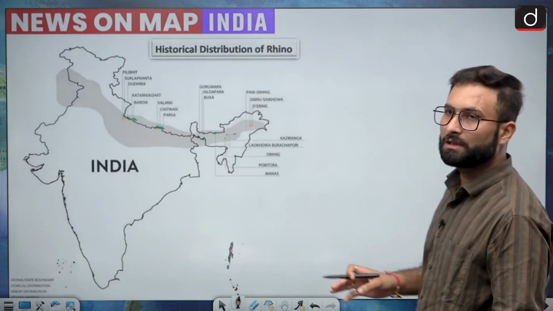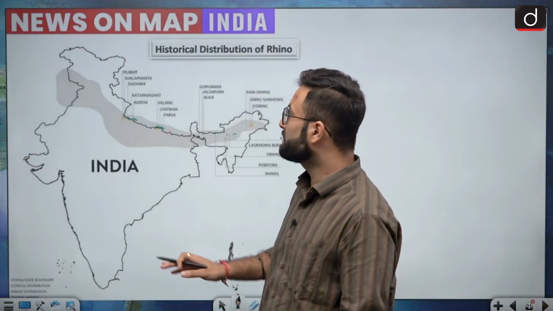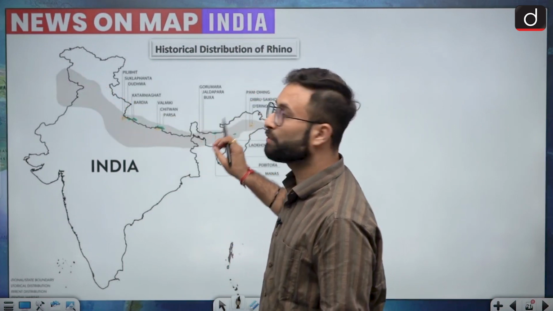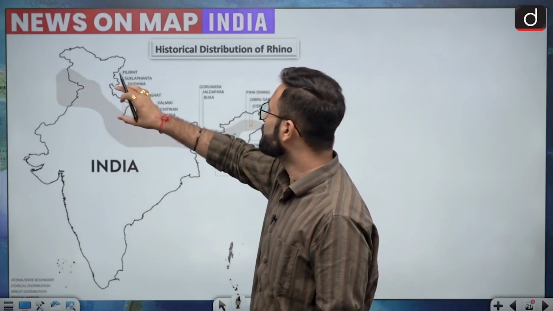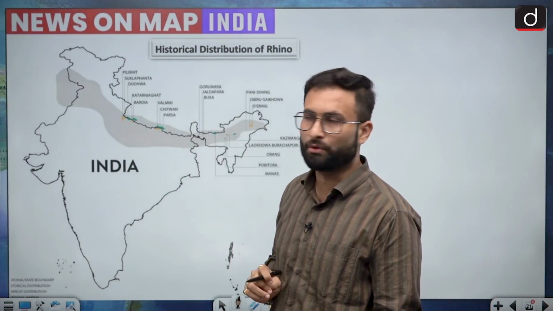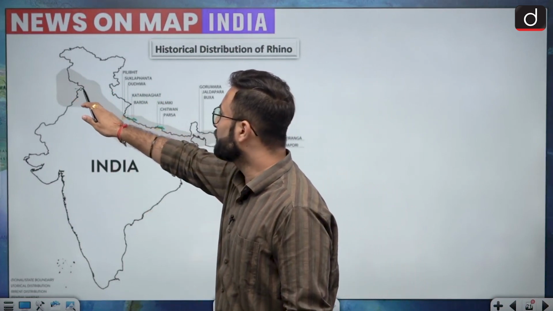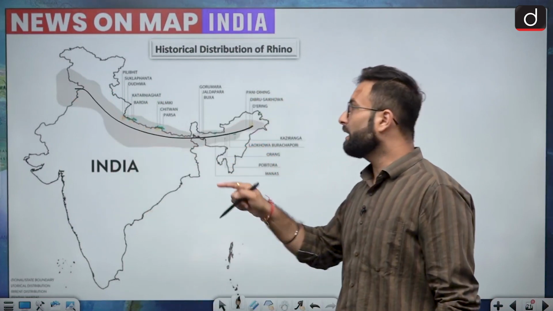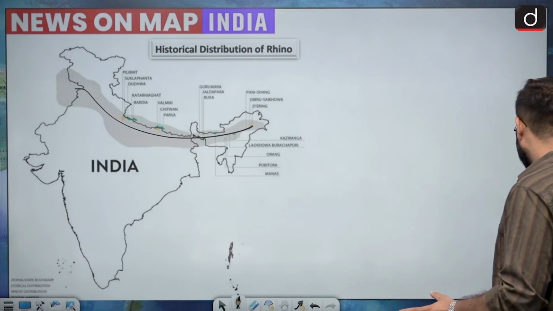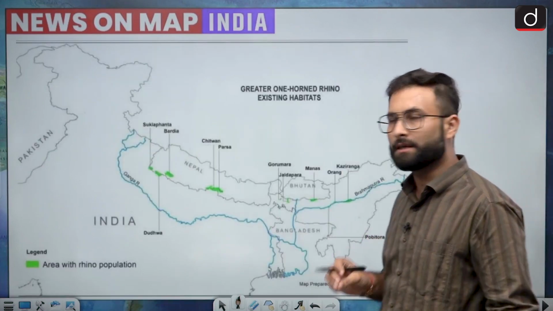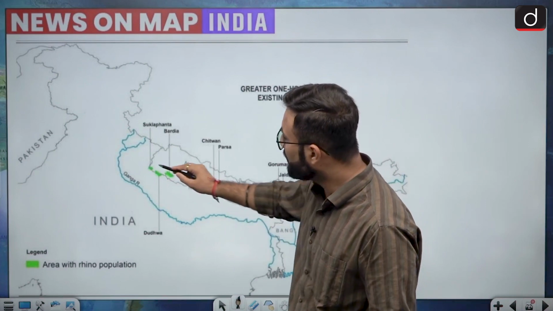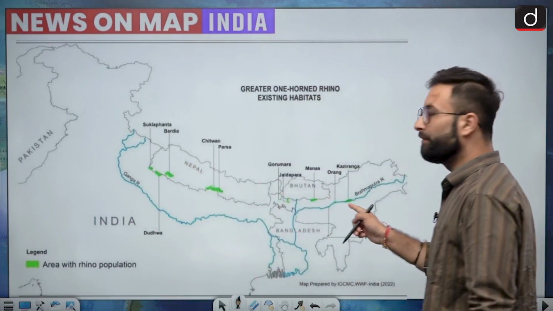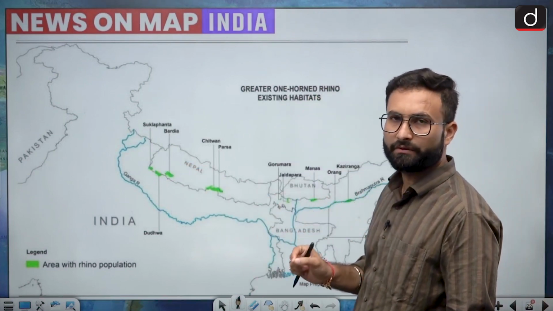Now if we talk about the Indian rhino, here you can see the areas where it was supposed to be found, or you can say this is the historical distribution of rhinos, in the Himalayan foothills. After some time, these rhinos are now limited to certain areas. Here you can see these green patches. These are the only places where we can find these rhinos.